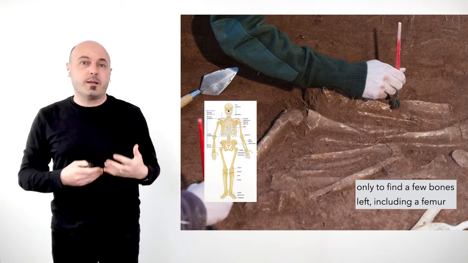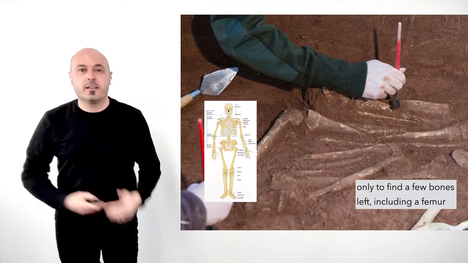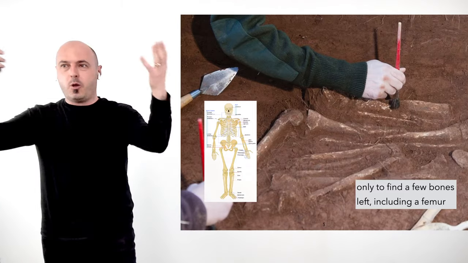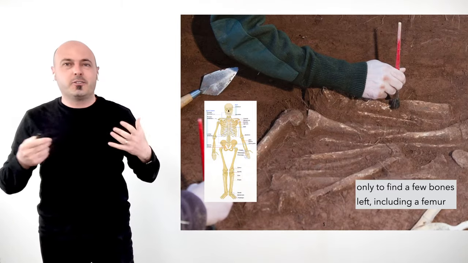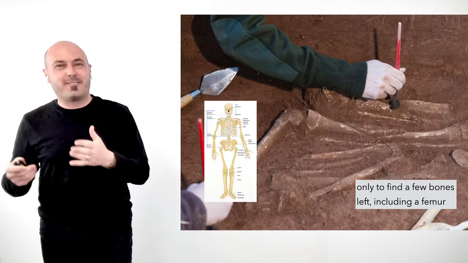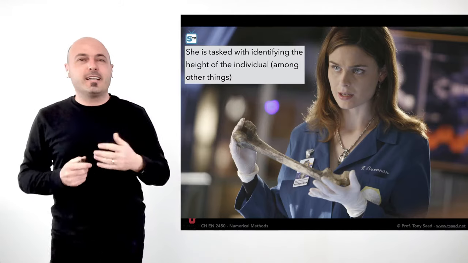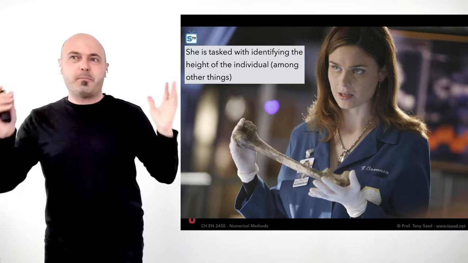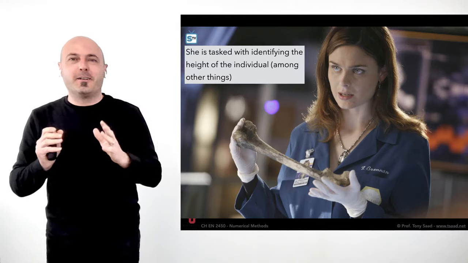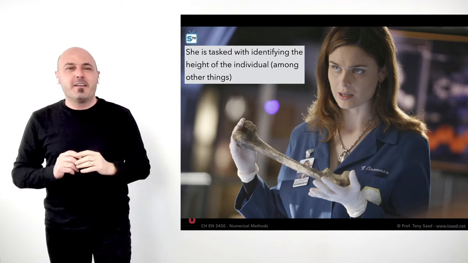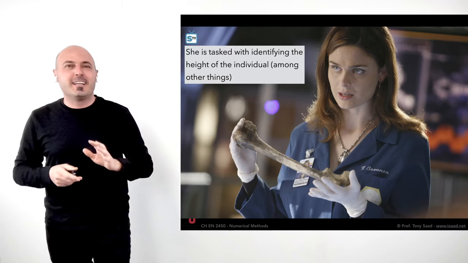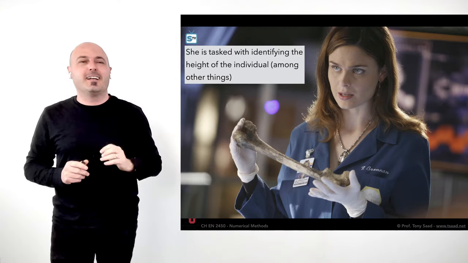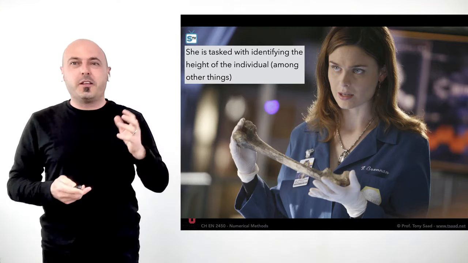Okay, now, the femur is a very important bone in the human body. It's in your leg over here, and that femur can be used to do a lot of predictions about the structure and the shape of the body to whom that femur belonged. So she was tasked with identifying the height of the individual to whom the femur belonged, among other things. Apparently this was top secret, there was suspicion that this individual is a VIP, shrouded with mystery. But what we know is that she was tasked to predict the height of the individual using that femur.